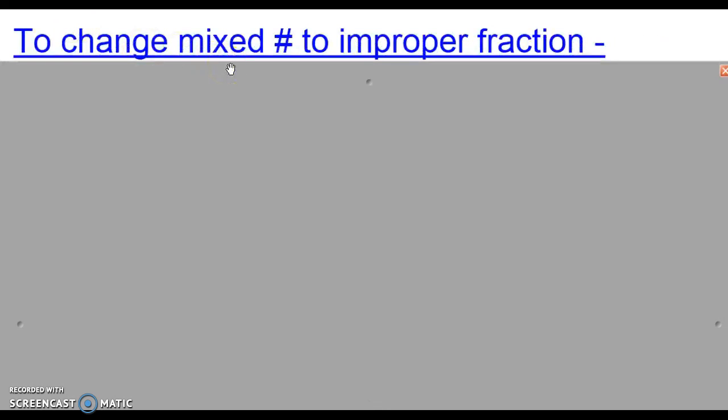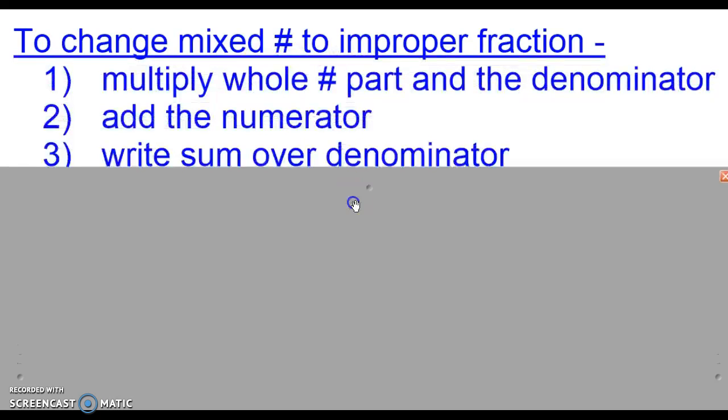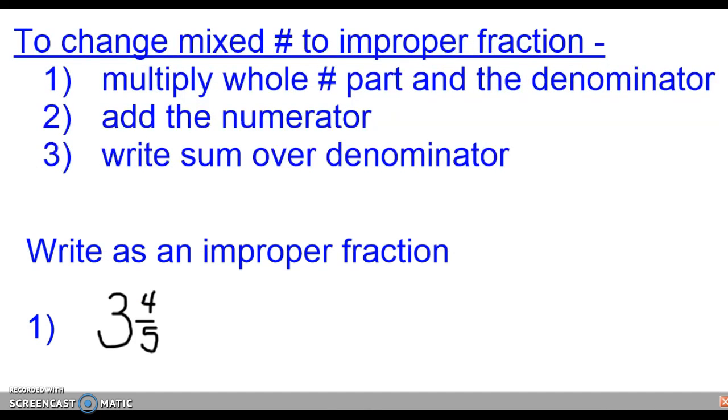Okay, so we can change a mixed number into an improper fraction by following just a few steps. So we're going to try it with this example, 3 4/5. We want to write this mixed number as an improper fraction. So in order to do this, we're going to multiply the whole part, which is 3, and the denominator. So I would do 3 times 5. So 3 times 5 equals 15.